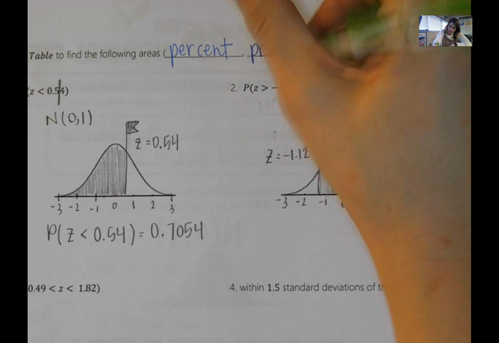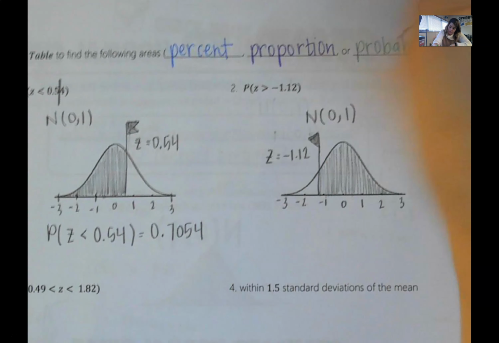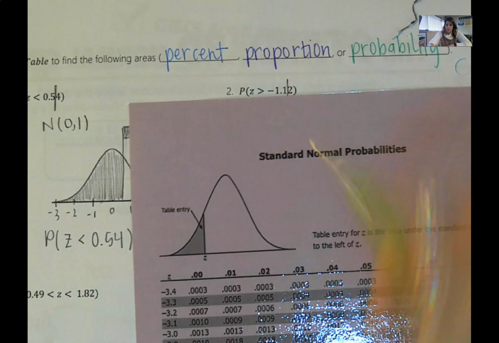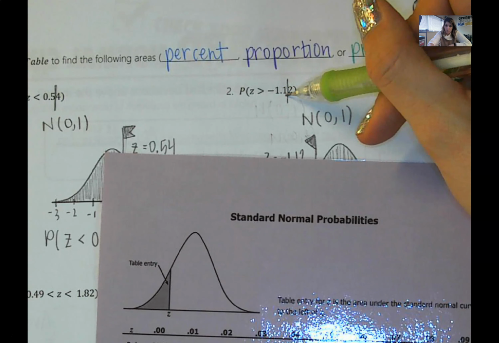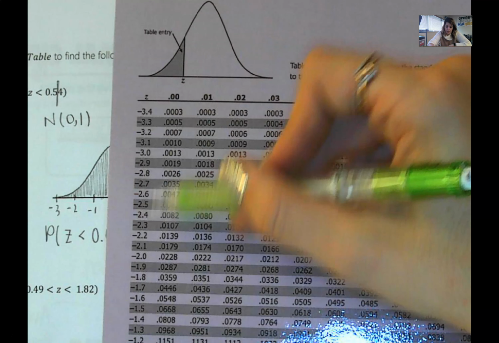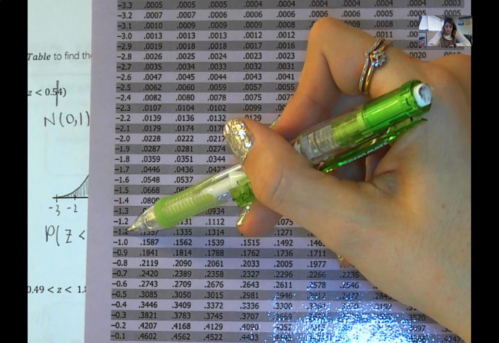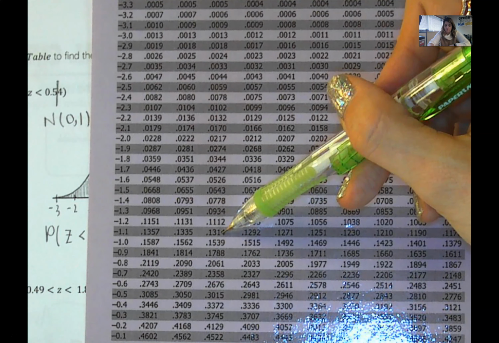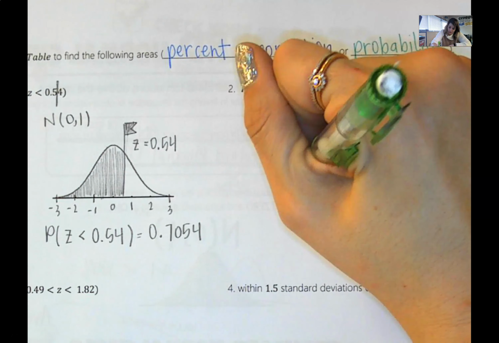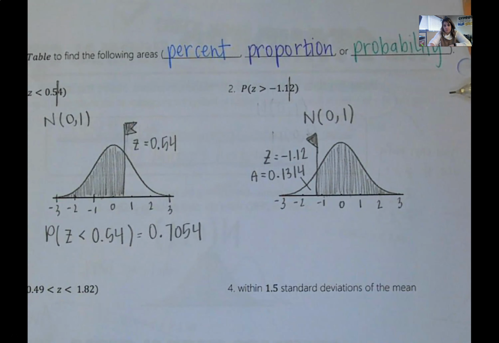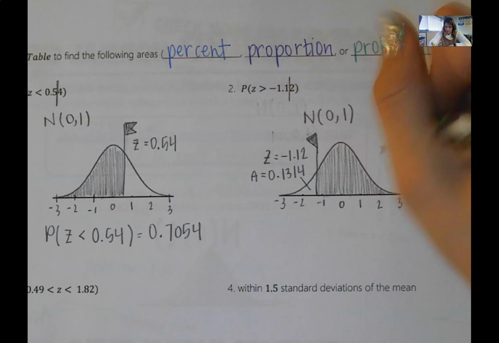So this time we're on the negative side of our z table, our standard normal table. We're going to go to negative 1.1, then over to 2. So we're going down to negative 1.1, and then we're going to the right, so 0, 1, 2. So this area is 13, 14. But we want this area.